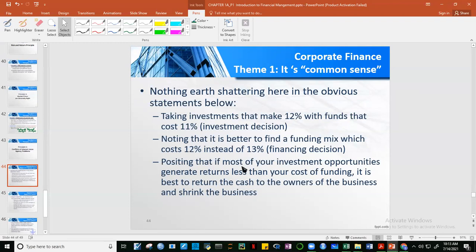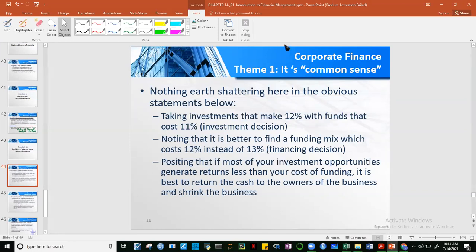All right. Also, noting it's better to find a financing mix which costs 12% instead of 13%. That's a financing decision. If we can find a financing mix whose weighted average cost of capital is only 12% versus 13%, of course a lower WACC is better. Why? It means a smaller hurdle for the company. So what's the implication? Suppose the optimal capital structure of a firm gives a WACC of 13% as compared to 12%. If there is a project with a return of 12.5%, we will reject it if the WACC is 13%. But if the WACC is 12%, then we will approve that project that has a return of 12.5%.